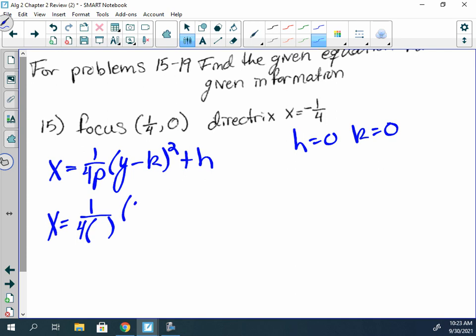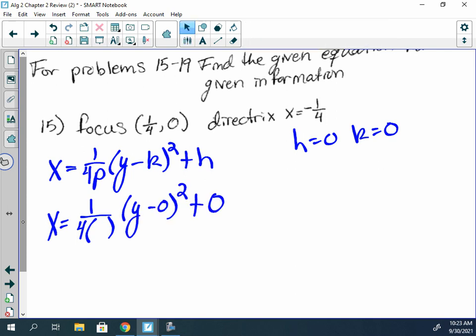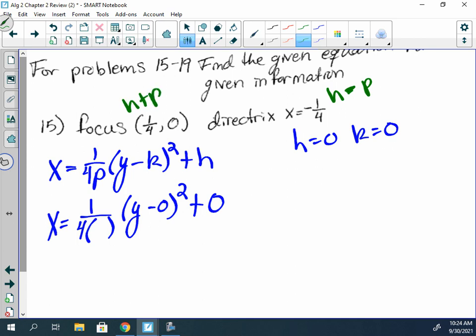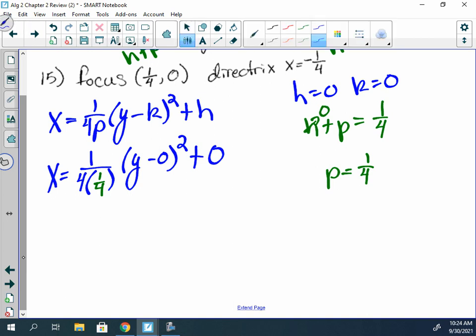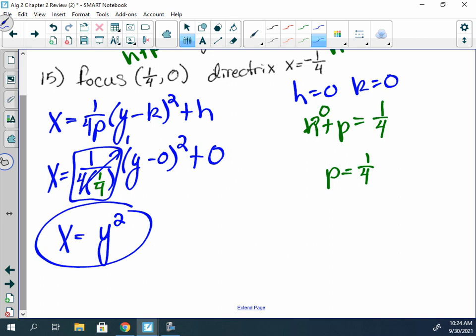1/4p parentheses, because we don't know what p is, but we have y minus 0 squared plus 0. But I do know that the directrix is going to be h minus p. The focus is h plus p, yes? But do we know the value of h? Well, yes, we said it was 0. Would it be easier to solve for the focus or directrix? Because we're saying that h plus p is equal to 1/4. Well, h is 0, so p is 1/4. Plug it in. What is 4 times 1/4? So that whole fraction reduces to, well, y minus 0 is just y squared, yes? That's it.